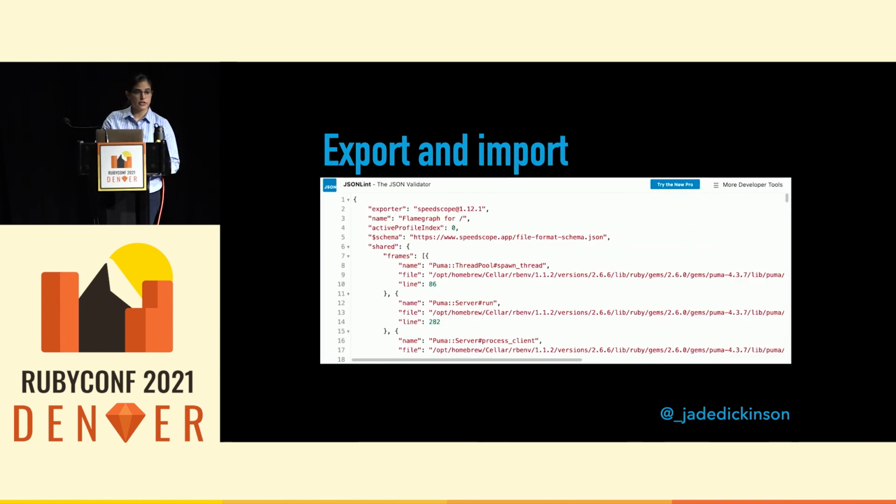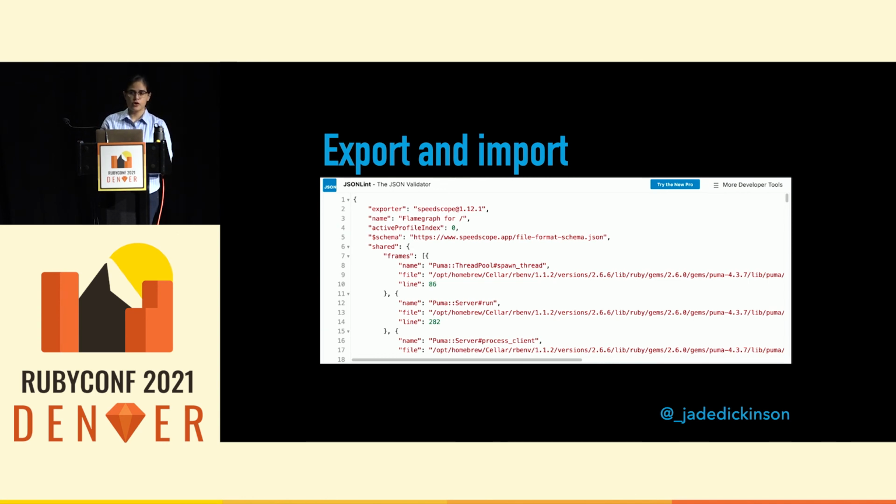Finally, there's some very nice export and import options in SpeedScope. In the top right of the view, you will be able to see an export button. This exports the profile in a JSON format. I've put an example on here of the format that it exports in, but you can learn more about the format in the SpeedScope docs, which I will link to.